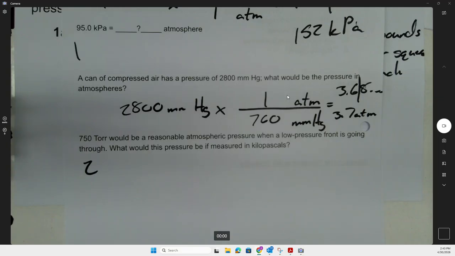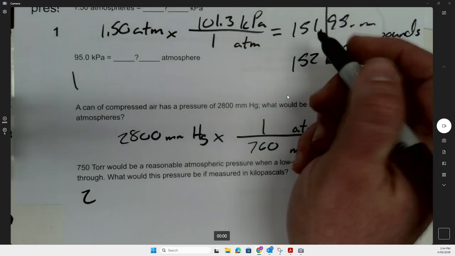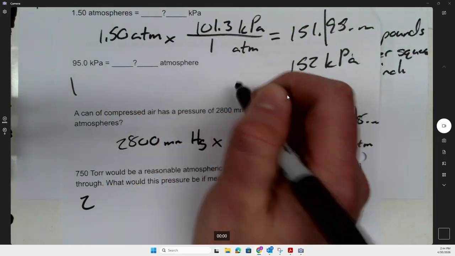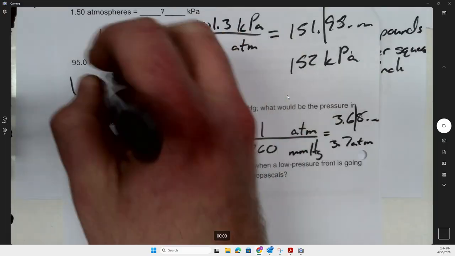All right, guys, let's talk about it. So, ladies and gentlemen, I know we're having a goofy time in chemistry because we get to do goofy things today. But you have to bring it in every once in a while. So, I got 95 kilopascals. I need to figure out how many atmospheres that is.